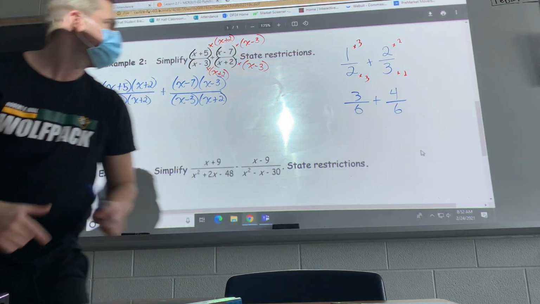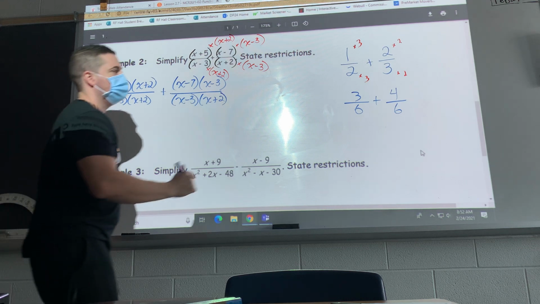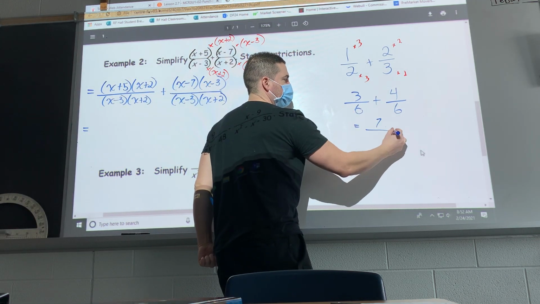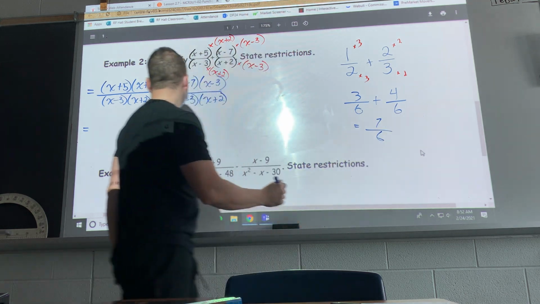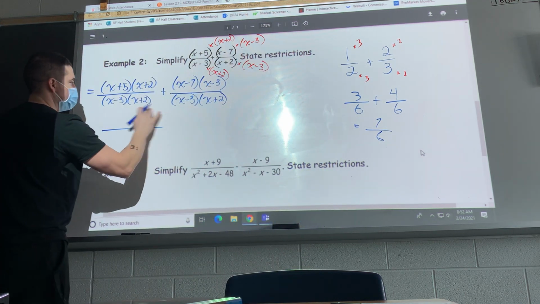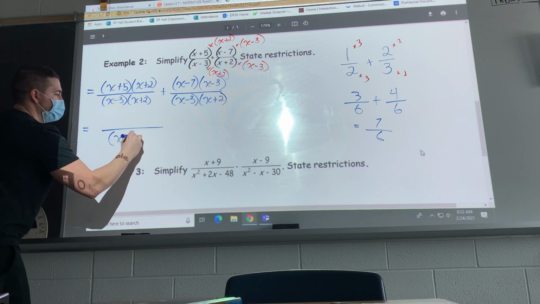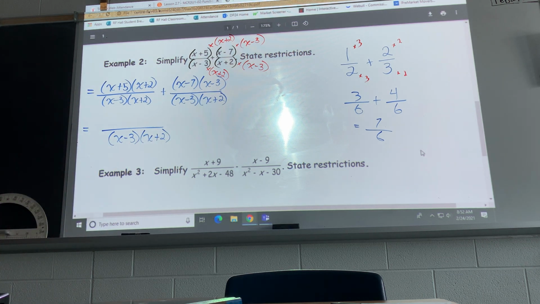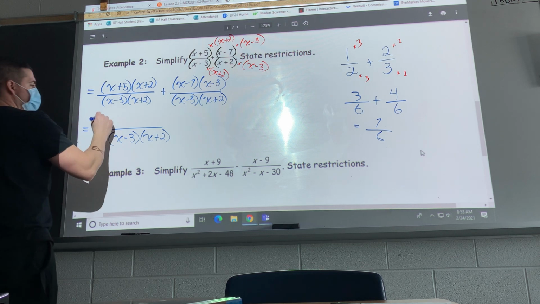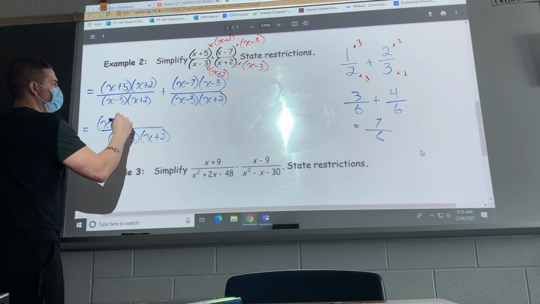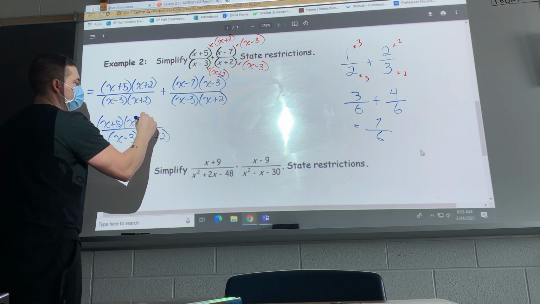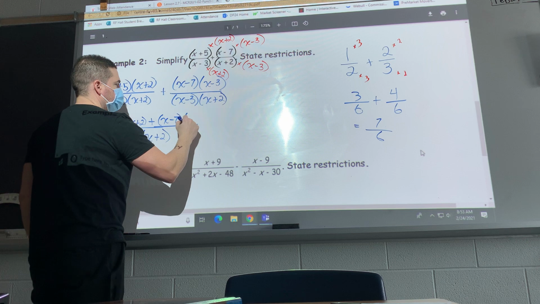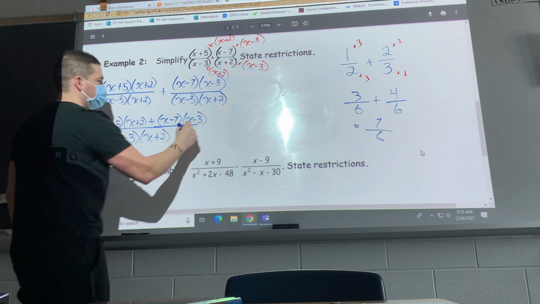Okay, good question. Now, again, we have this fraction here, so 3 over 6 plus 4 over 6. You add the numerators, keep the denominator the same. So our denominator stays the same, it's just x minus 3, x plus 2. And now we have our numerators, x plus 5, x plus 2, plus x minus 7, x minus 3.